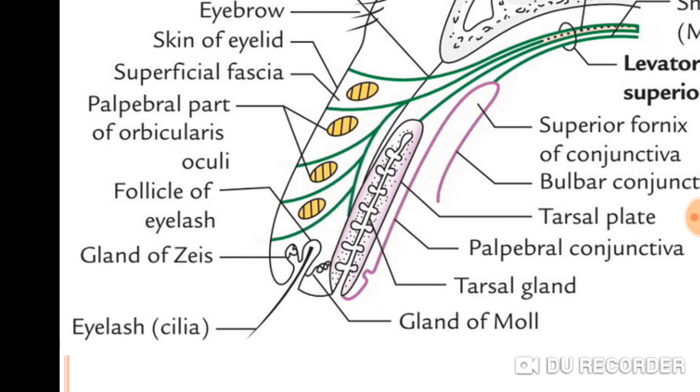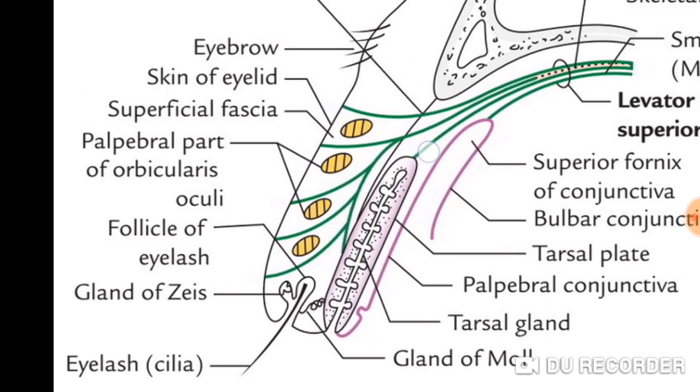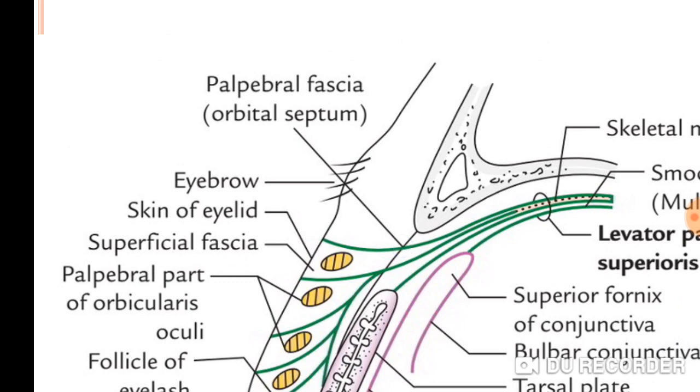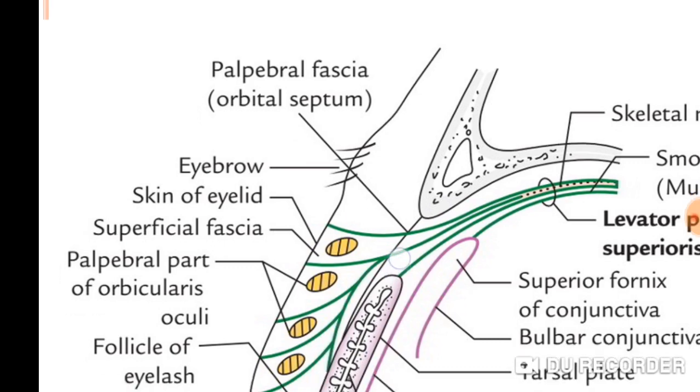So we have studied it from here. First of all, we have got the superficial skin, and then the orbicularis oculi muscle, then the tarsal plate, and finally we get to the undersurface of the eyelid where we meet the conjunctiva. And there is your orbital septum, the palpebral fascia, that connects the tarsal plate to the bony margin of the orbit.